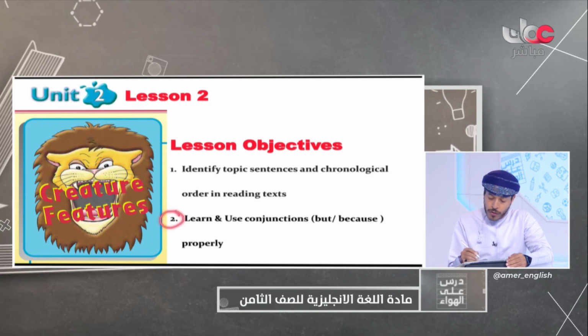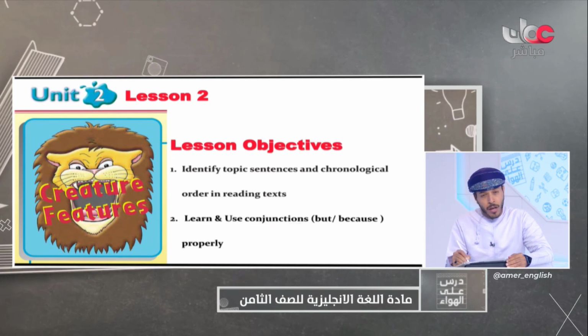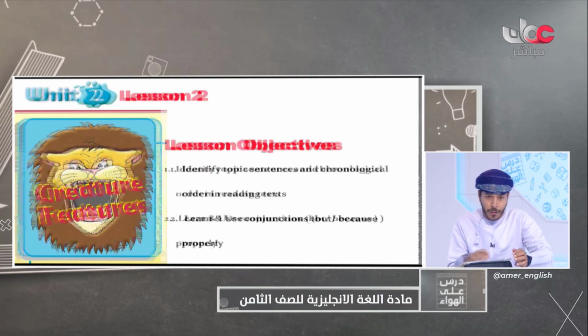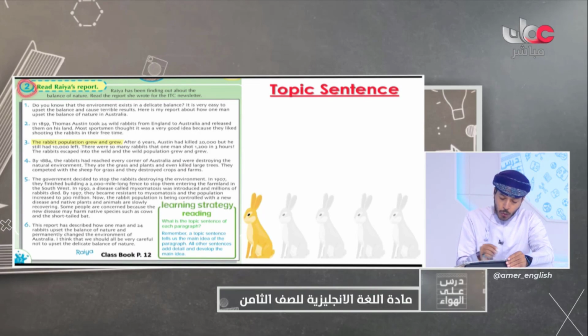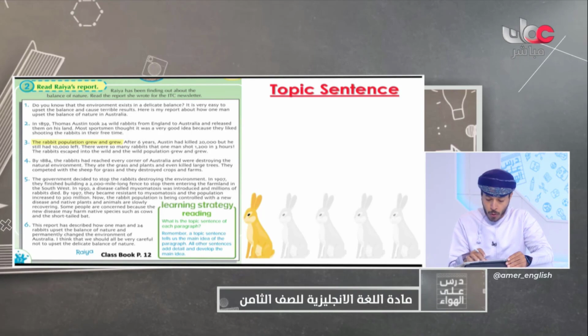Then students are expected to learn and use different conjunctions like but, because correctly. Okay, so now let's move on immediately to achieve the first objective, which is about the topic sentence. To begin with, look at your class book on page 12, please. And here we have activity number 2, which is about reading Raya's report.